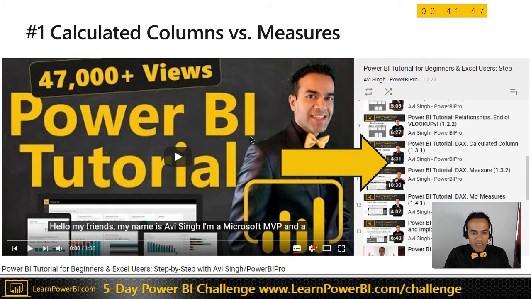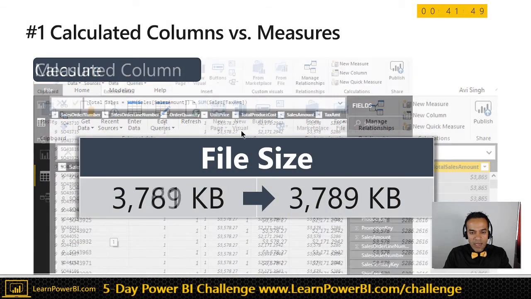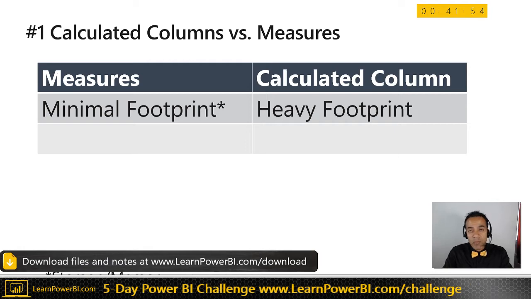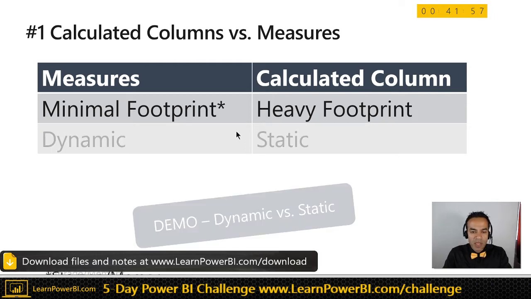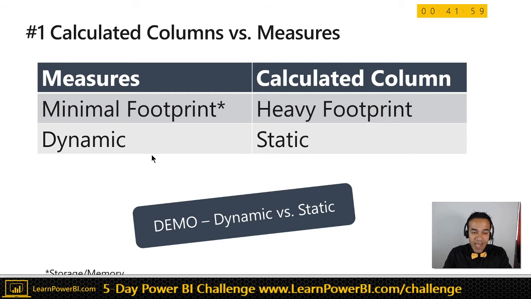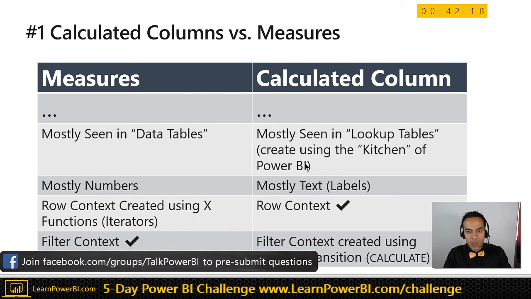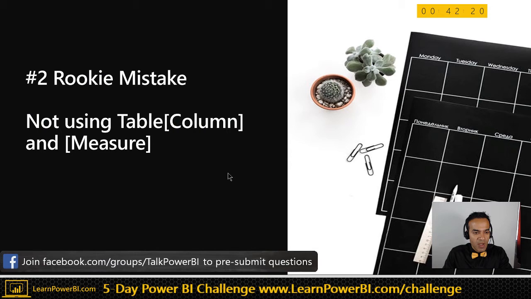What else? I talked about the impact of calculated columns on the file size. Why is that important? Because of the in-memory architecture, right? And measures are dynamic. Any one of these reasons by itself is big enough for you to choose measures over calculated columns. That is why you should choose measures, but you also have to remember that DAX works slightly differently. Row context and filter context behave slightly differently in these two.